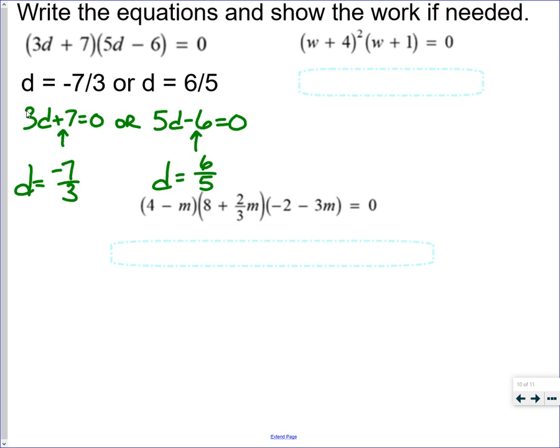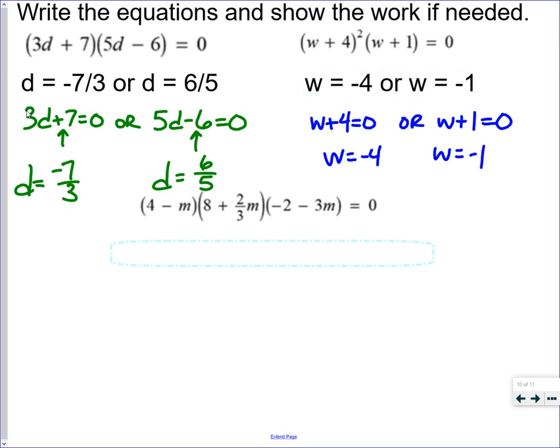In the second problem, that w plus 4, realize that it's happening twice. Realize also it's not going to give us any other information by writing it twice. So I don't need to worry about that. But my equations would be w plus 4 equals 0. I could write again, w plus 4 equals 0. Or w plus 1 equals 0. -4, -1.